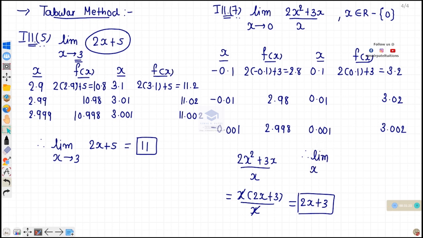So limit x tends to 0 of 2x square plus 3x upon x is equal to 3.